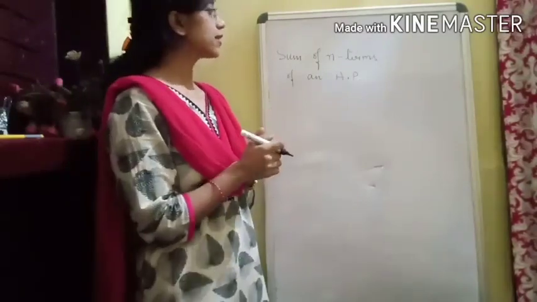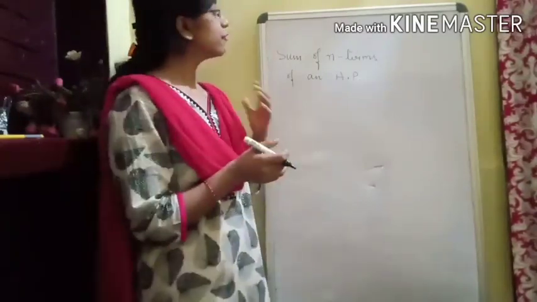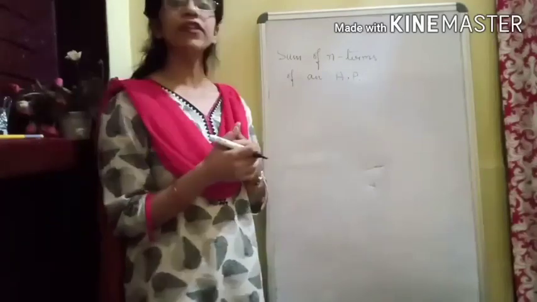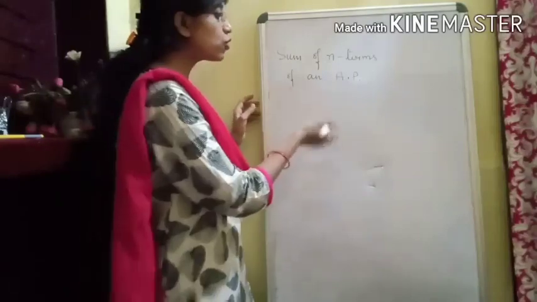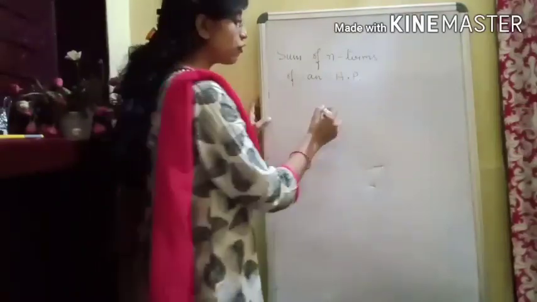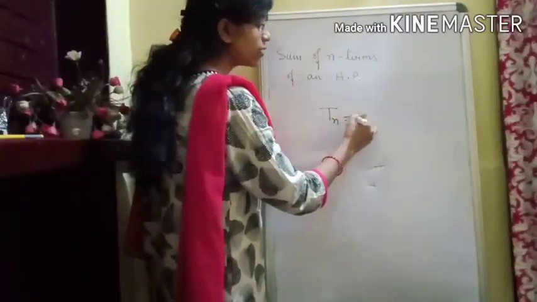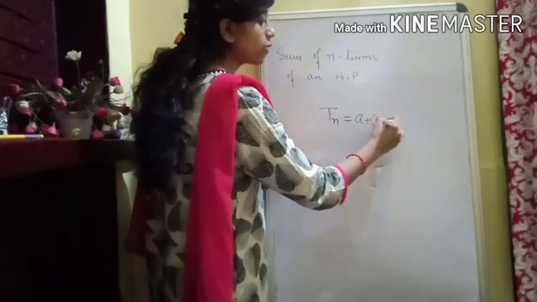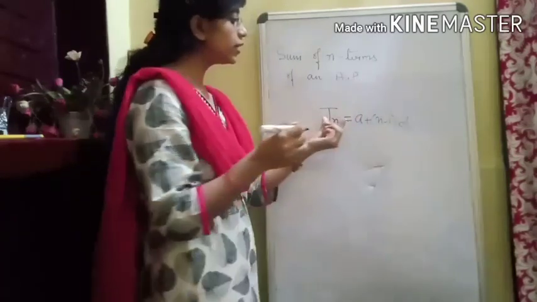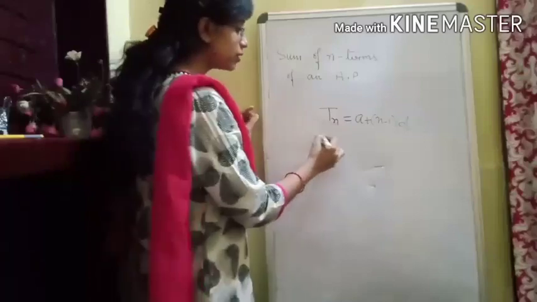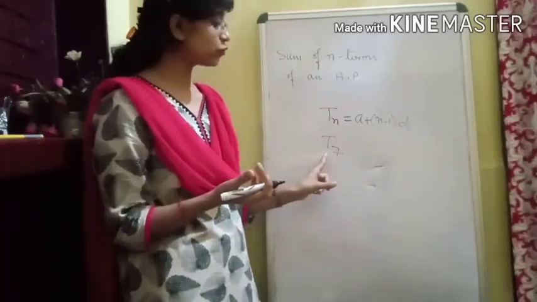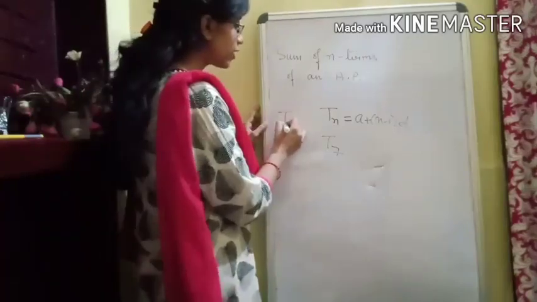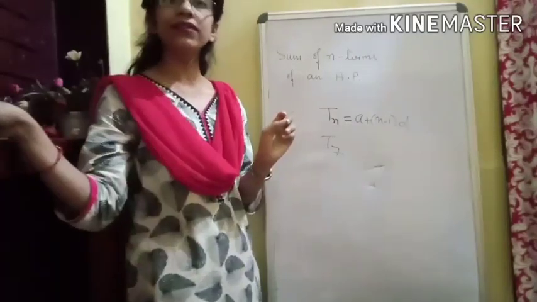In our second exercise, we have to find the sum of n terms. When we talk about a term, the general formula is Tn, that is a plus n minus 1 into d. If I write T7, I am talking about the seventh term. If I write T10, that would be your 10th term.